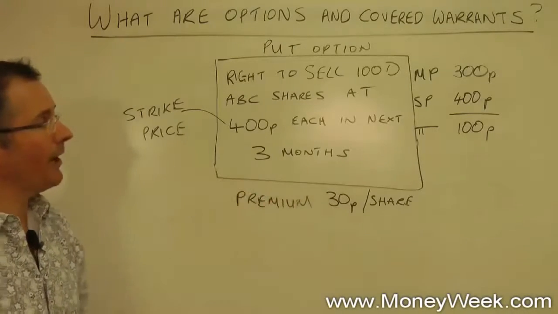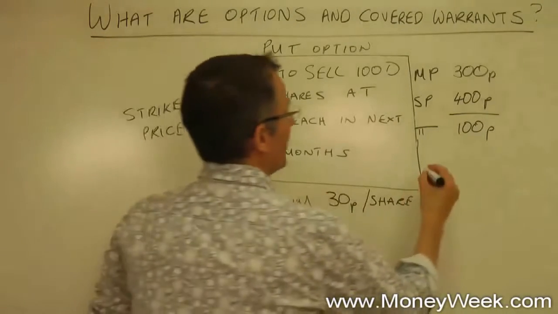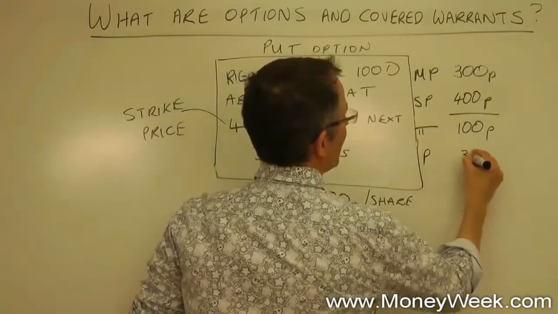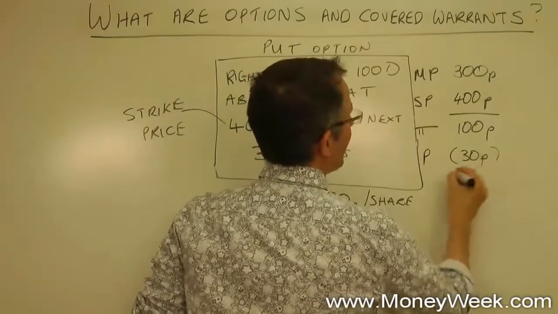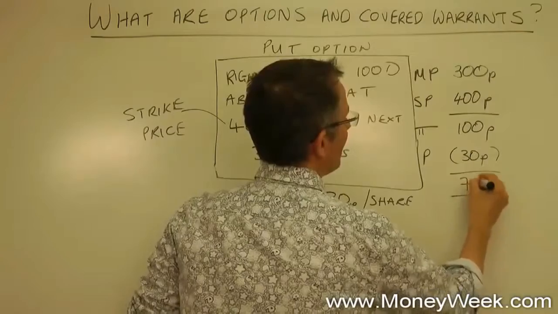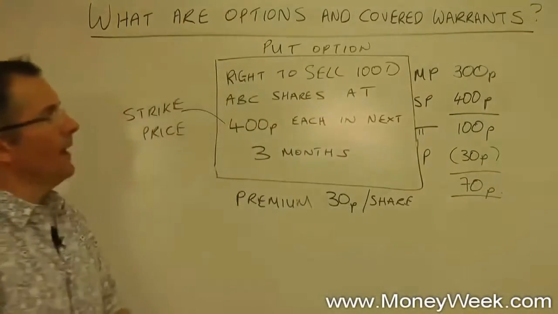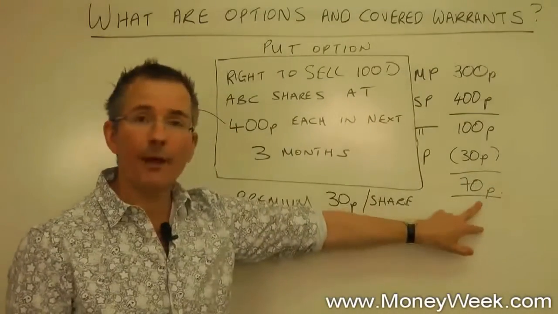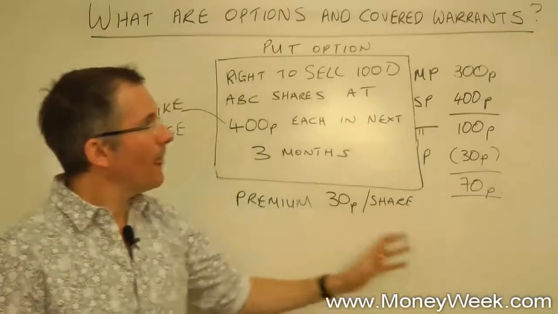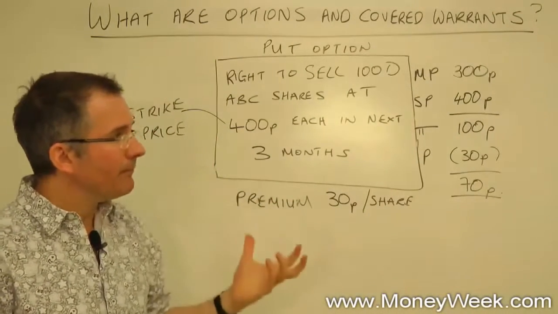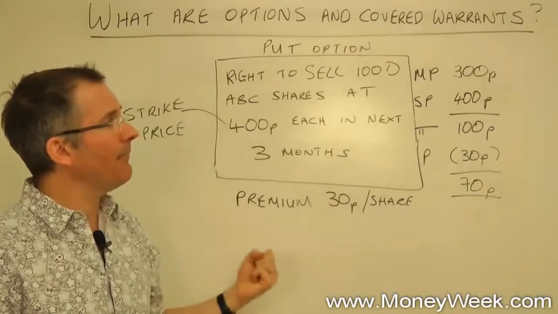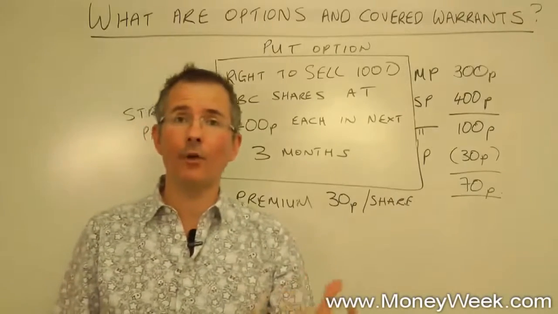Option holders always pay a non-refundable upfront premium, so let's knock that off. That was 30p. So they're making a pretty sizable profit of 70 pence per share. On 1,000 shares, that's £700. Okay, so that's the point of a put option. It is designed to make money when prices fall in the hands of the holder.